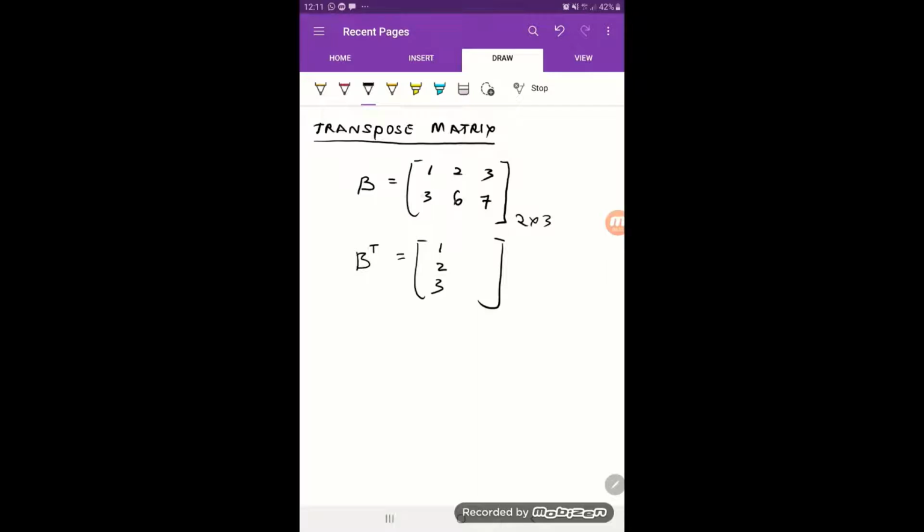Second row 3, 6, 7, change to the second column 3, 6, 7. So this is the B transpose.